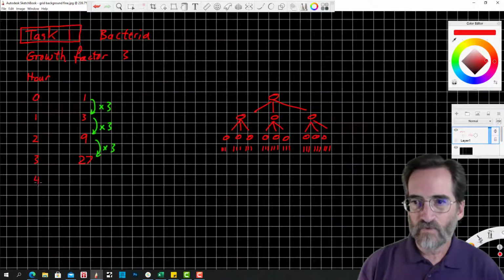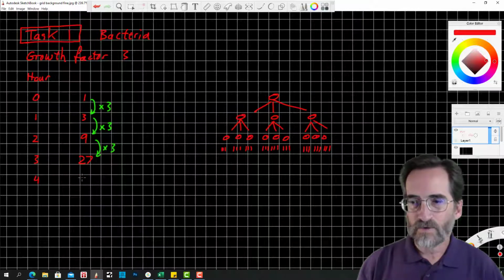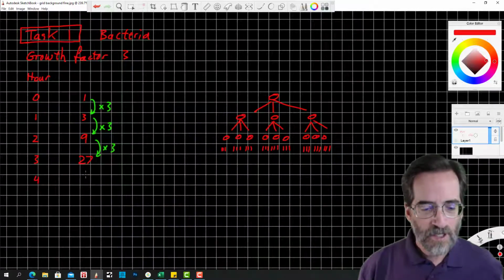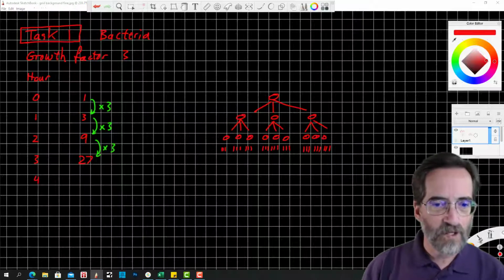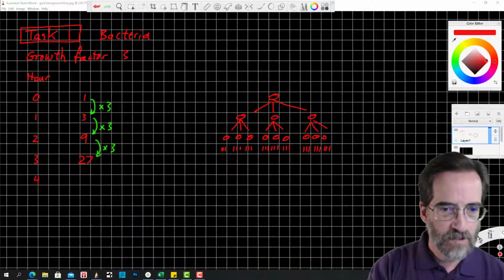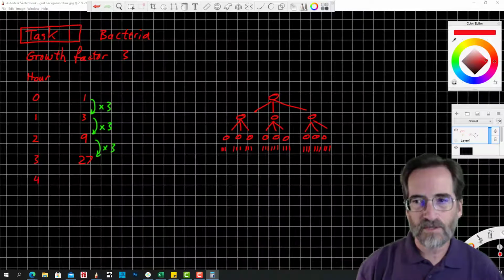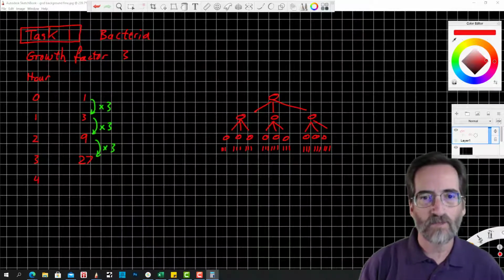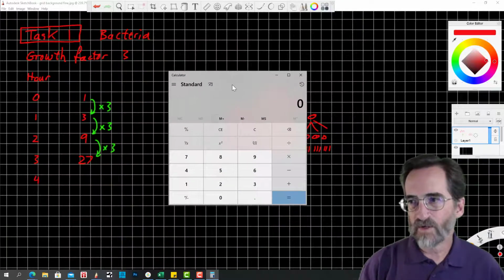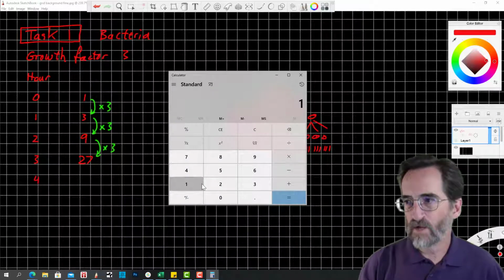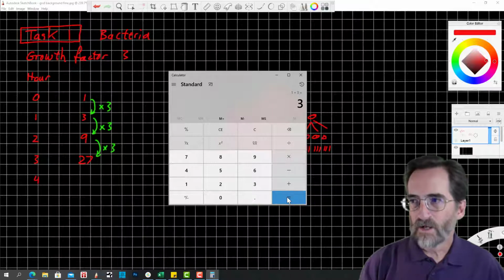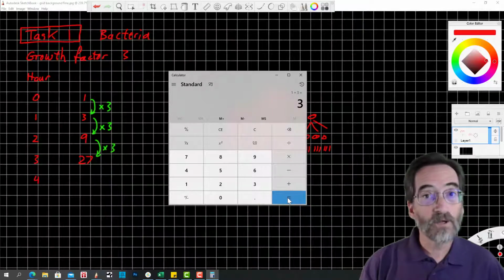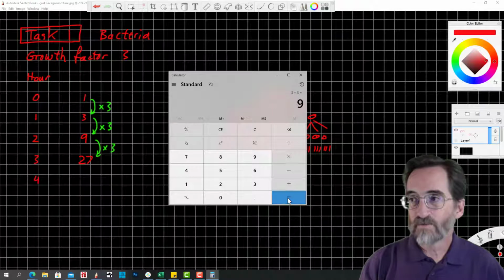After 4 hours, there are 27 times 3. In fact, I'm going to bring up my Windows calculator just to make things simple here. I know it's 81, but I want to simplify things and show you how you can do this. If I start with 1, hit times 3 equals, I get 3. Now, if I keep hitting equals, it's going to keep multiplying by 3. So times 3 is 9, times 3 is 27, times 3 is 81.